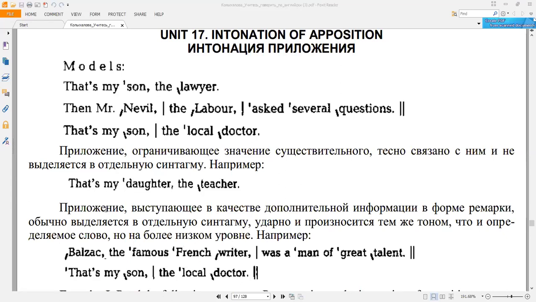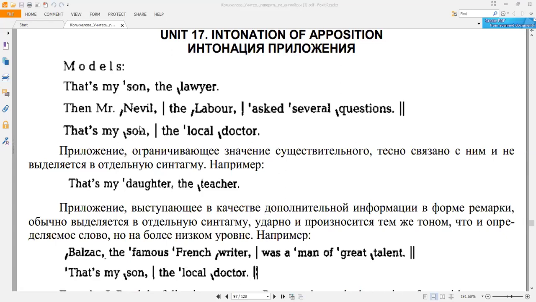For example, I will give the rule in the English language. Apposition, which performs as additional information in the form of remarks, usually forms a separate intonation group, stressed and pronounced with the same intonation as the defined word.